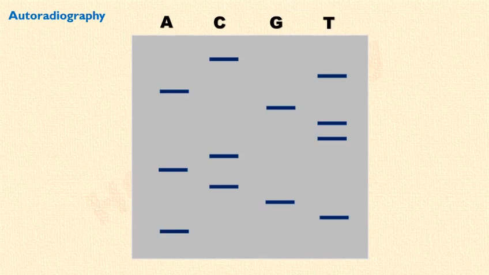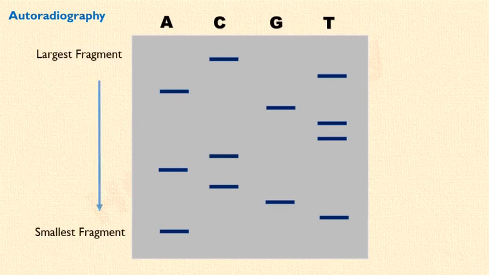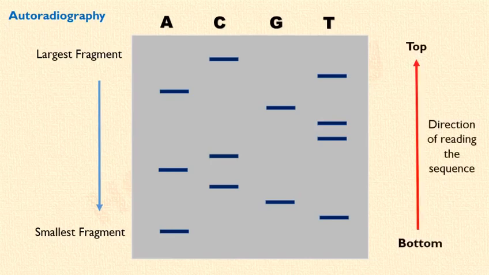Now, let's understand the interpretation of the DNA sequence. As we know, bands are arranged according to their size. The smallest fragment is found at the bottom of the autoradiograph and the largest fragment is found at the top. We will read the sequence from bottom to top according to their increasing size. The shortest fragment is in the A lane at the bottom. This shortest fragment means that the deoxy ATP was added nearest to the 3' end of the primer.